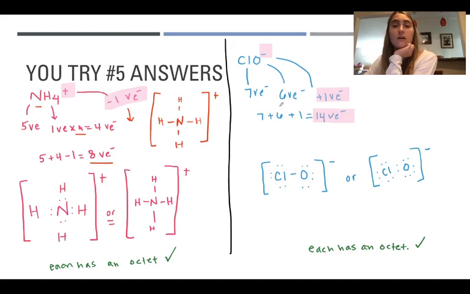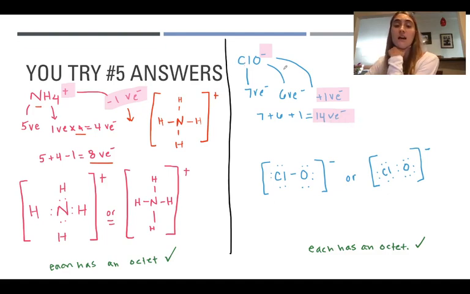Okay, now this next example, ClO minus, this has an overall minus charge, so we're going to add 1 total valence electron to this count. So chlorine has 7 valence electrons, oxygen has 6 valence electrons, plus that 1 additional from the minus charge gives us a total of 14 valence electrons.